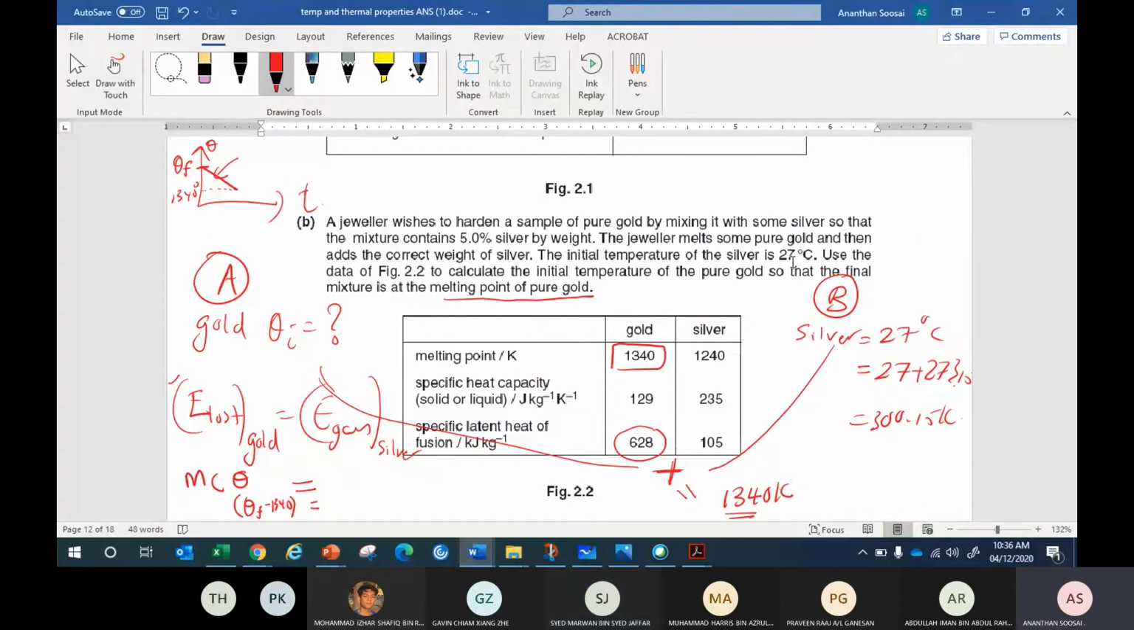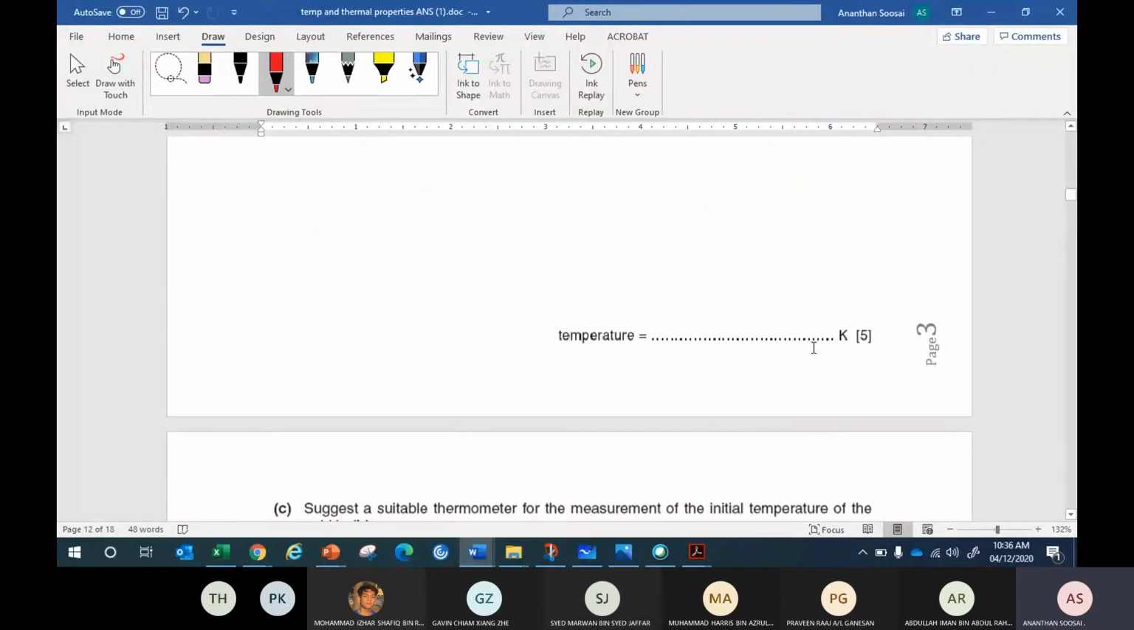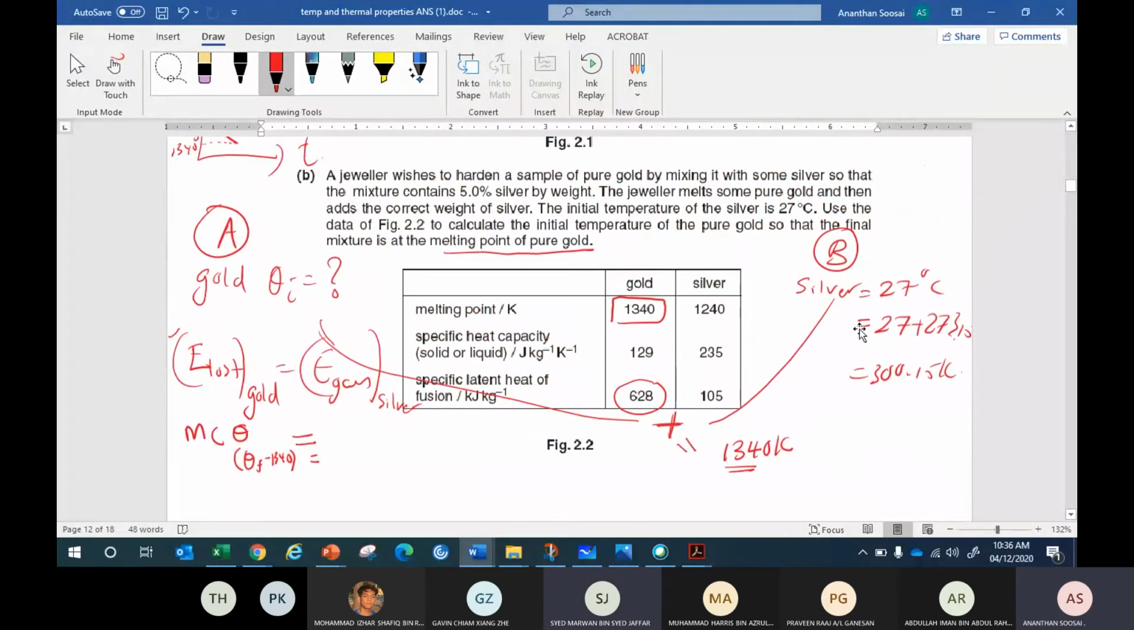Can we change to joule? Because at the final answer, do they say they want Kelvin? They want the final temperature. So all kilojoule, better change to joule. Okay. C changed to joule. So C is your 628 times 10 to the power of 3.